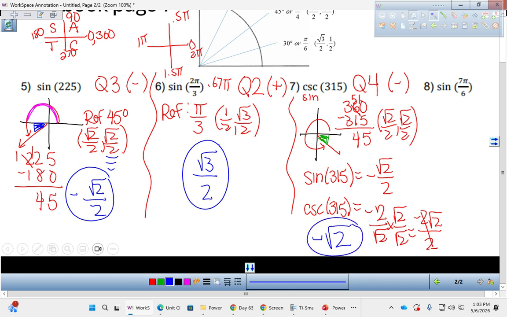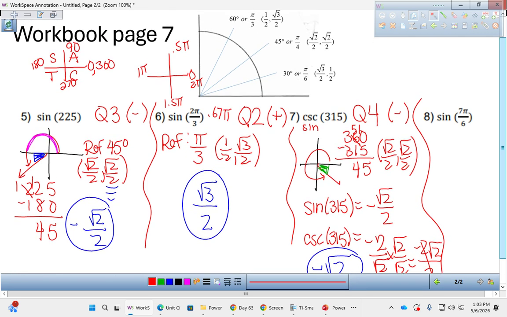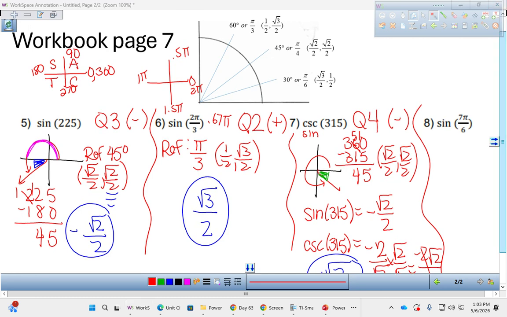Right, for the next one, sine of 7 pi over 6. Well, I want to figure out what quadrant this is in. So I'm thinking about 7 over 6. That's 1 and 1/6. So in terms of 0.5, 1, 1.5, well, it's 1 and 1/6. So I know it's more than 1. And 3/6 is a half, so 1/6 is less than a half. So this is somewhere between 1 and 1.5. So this is going to be quadrant 3.